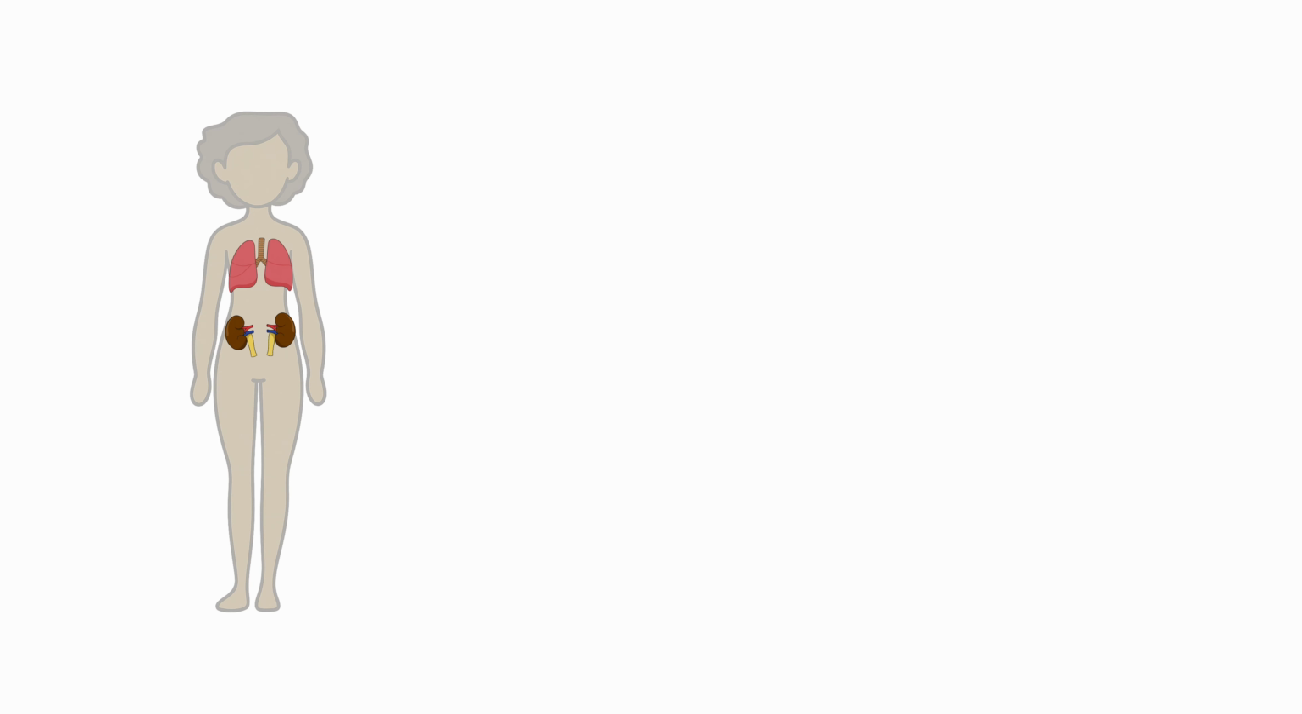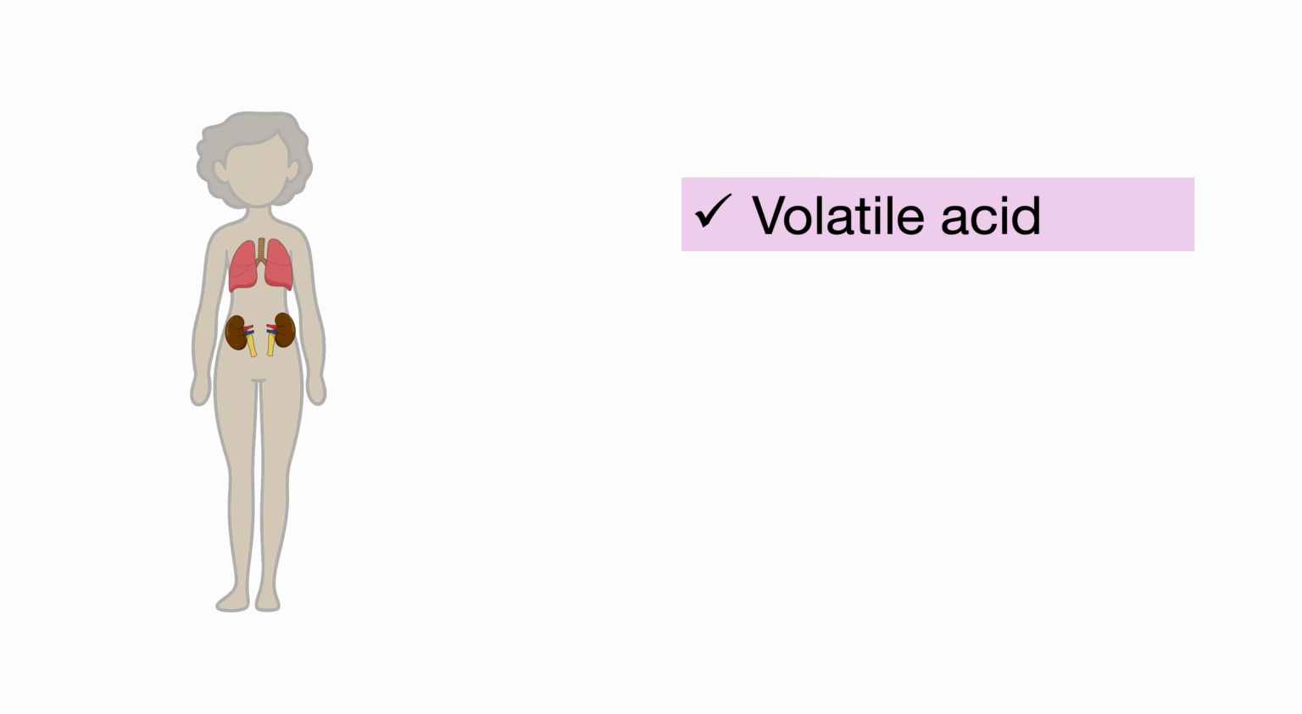There are two main contributors to acid load. One, volatile acid, like carbon dioxide, which is produced during energy metabolism. Fortunately, the lungs excrete most of this by simply breathing. Other metabolic reactions produce several thousand millimoles of organic acids, like lactic acid and citric acid daily, which under normal circumstances are ultimately metabolized to glucose, water, and carbon dioxide.